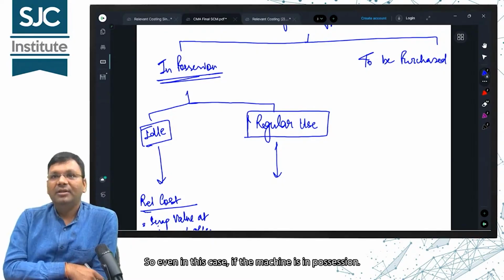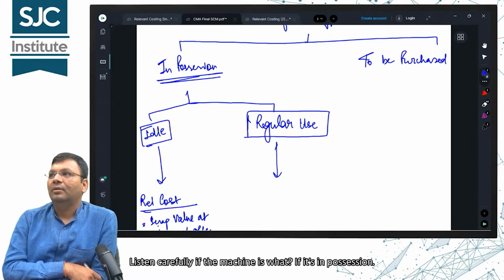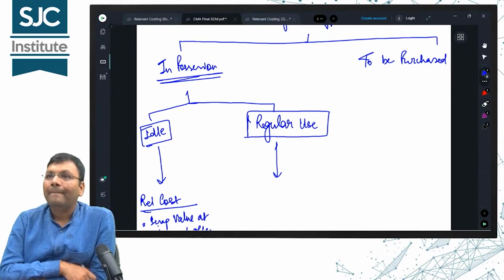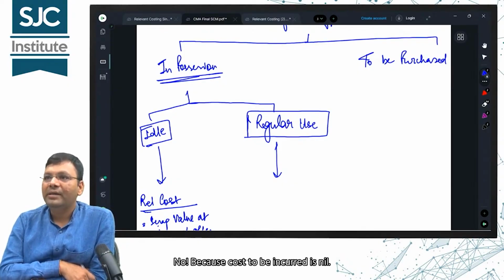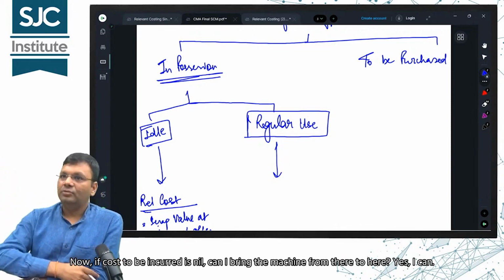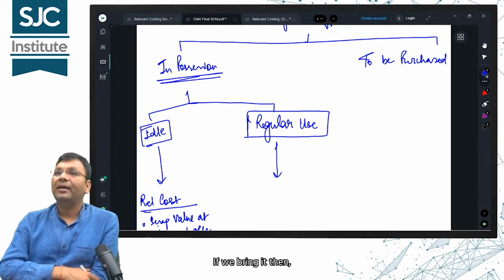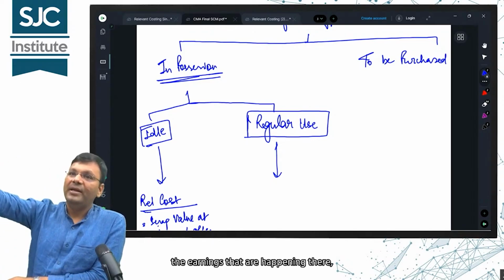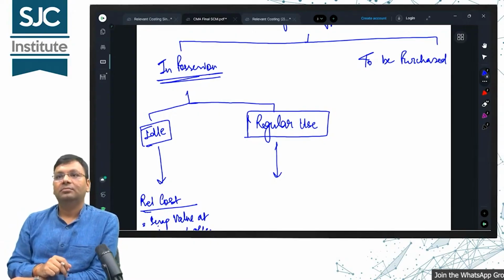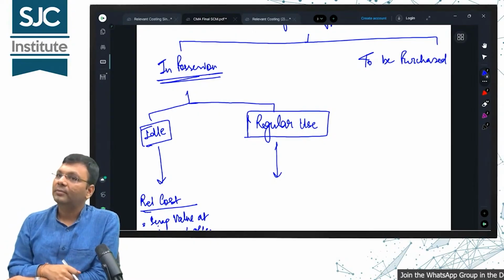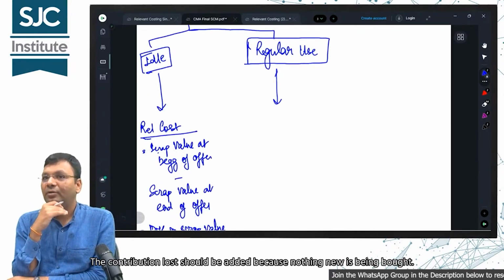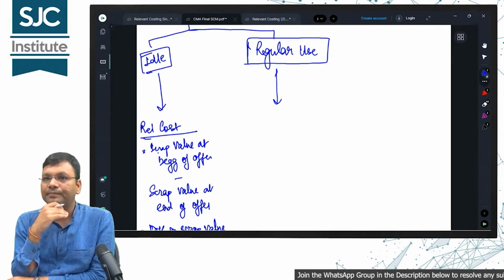So even in this case, if the machine is in possession, listen carefully, do I need to buy the machine again? No, because the cost to be incurred is nil. Now, if the cost to be incurred is nil, can I bring the machine from there to here? Yes, I can. If we bring it, then the earnings that are happening there will be gone. So contribution lost. This loss will be added here. Okay. So what happens to relevant cost with regular use? The contribution lost should be added because nothing new is being bought.